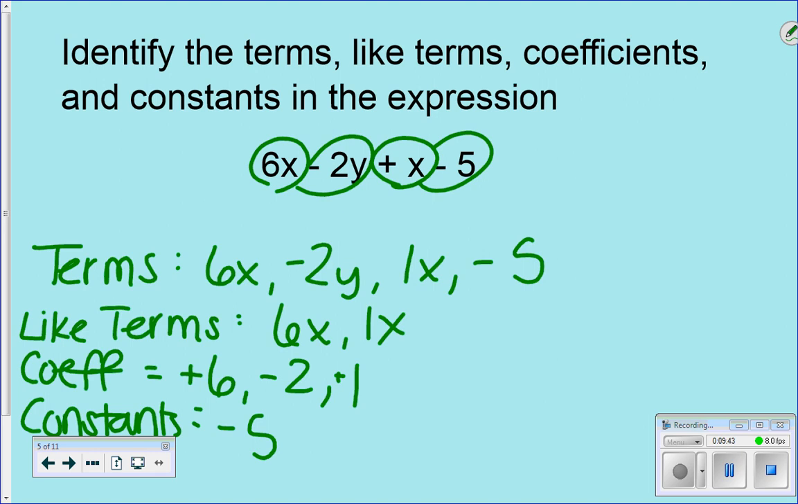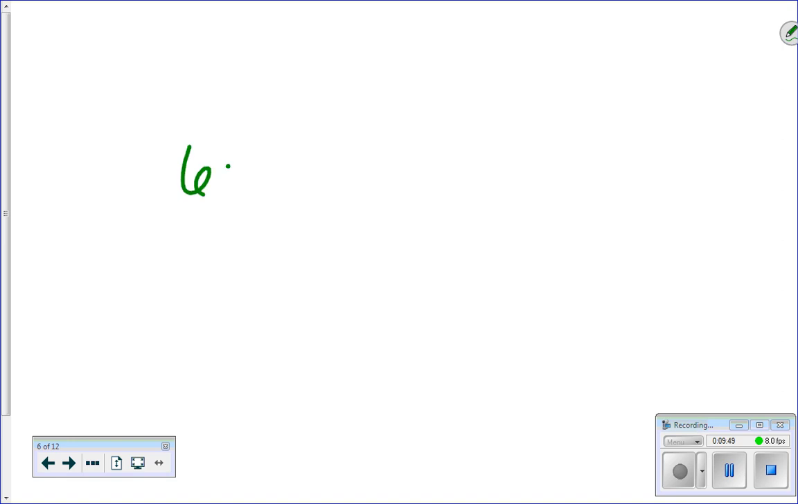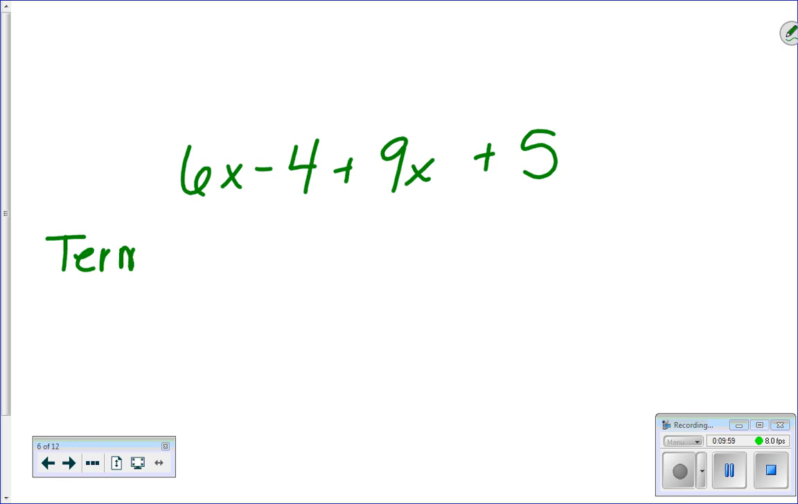I'm going to give you another one here, and I want you to tell me the terms, like terms, coefficients, and constants, okay? All right, try this one. You can write it down. You can abbreviate. LT means like terms.